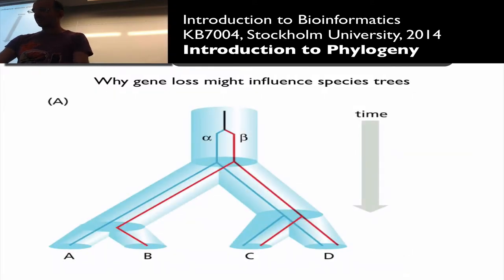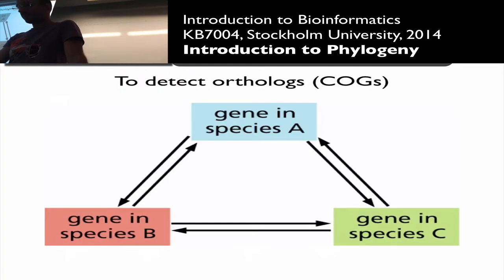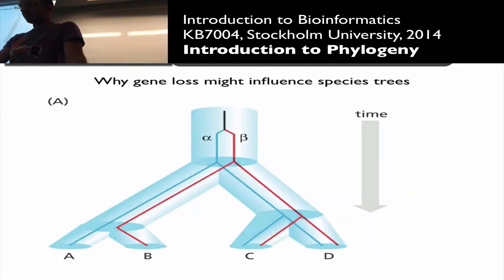But you also have cases where you have gene loss, for instance, so that can also happen. However, if you look at this example, this is the example I had before, not exactly, but almost. You have four species, A, B, C, and D. And in C and D, you have two copies of the gene, alpha and beta.